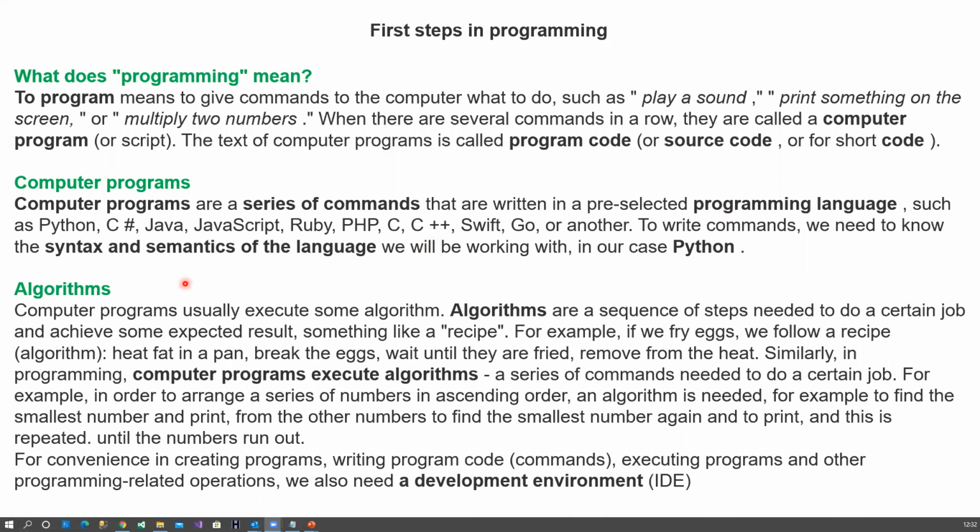Okay. Next one is algorithms. So computer programs usually execute some algorithm, right? Algorithms are a sequence of steps needed to do a certain job and achieve some expected result, something like a recipe. For example, if we fry eggs, there is a recipe that somebody learned. So step one, you are going to heat a pan.